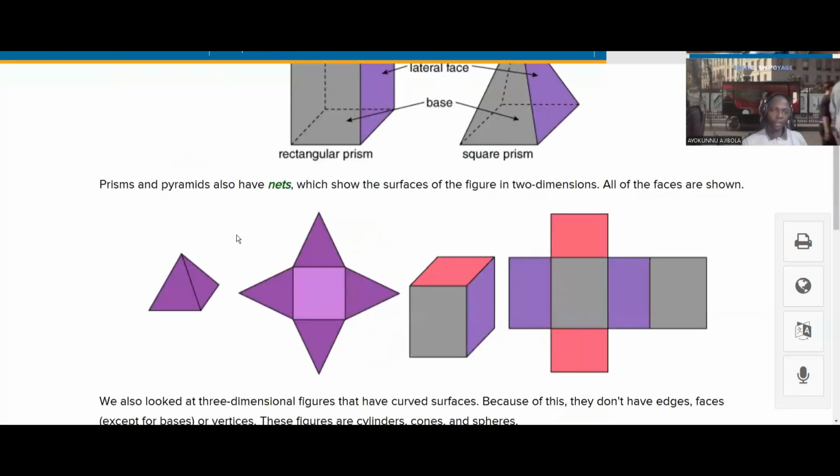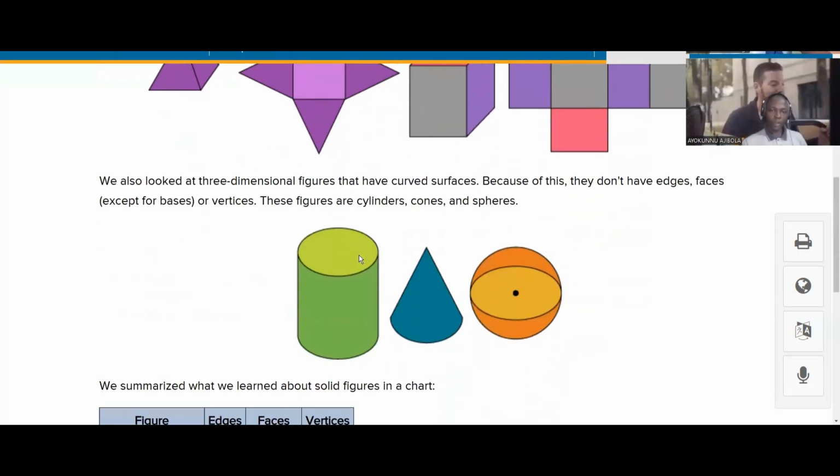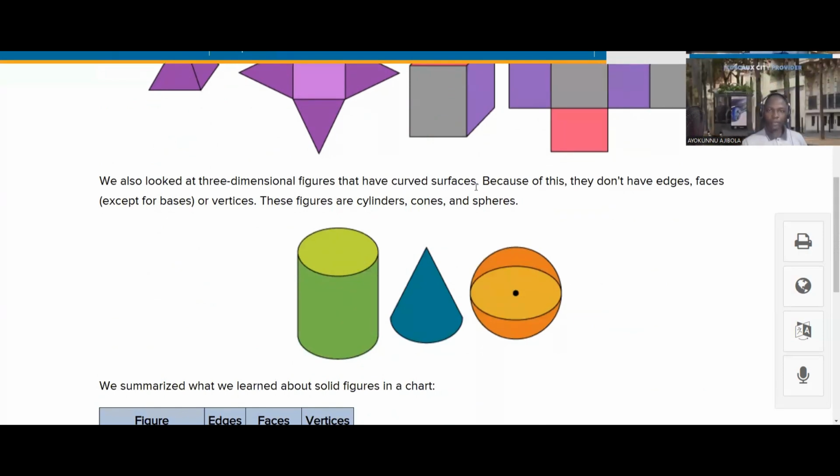So then we can look at the nets of some of the shapes. Prisms and pyramids also have nets, you can open them up and see how they are made. Then we also look at three-dimensional figures that have curved surfaces, because of these, they don't have edges. Three-dimensional figures with curved surfaces don't have edges, don't have faces, they just have a curved surface. Okay. Is that clear? Yeah.